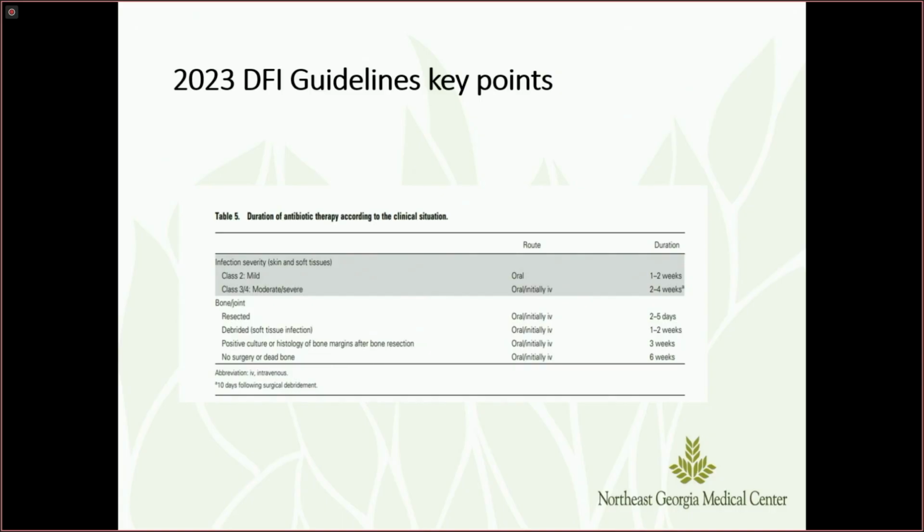And again, duration, I hope by this time ID is involved and we're able to guide you with the duration of the antibiotics. And if we refer to the new guidelines, they're 3 years old already, if the patient has resection and the margins are clear, we only need 2 to 5 days of antibiotics. And if the margins are positive, in the past we used to do the full 6 weeks, but minimum 3 weeks, and then follow the clinical course and adjust as needed.